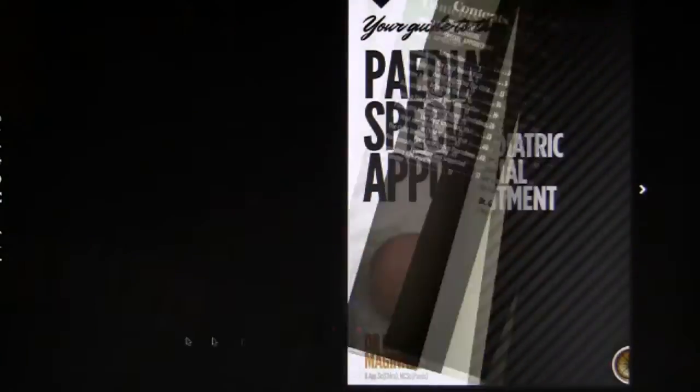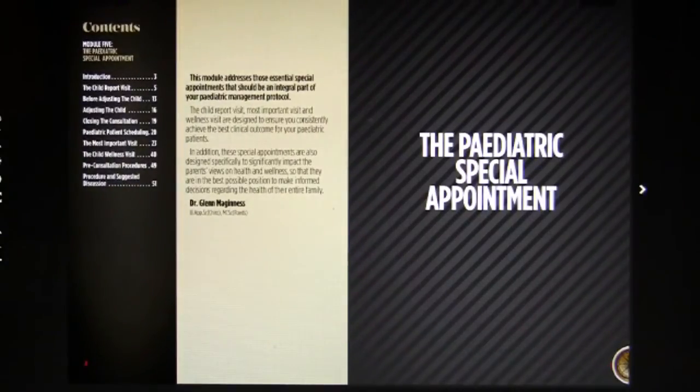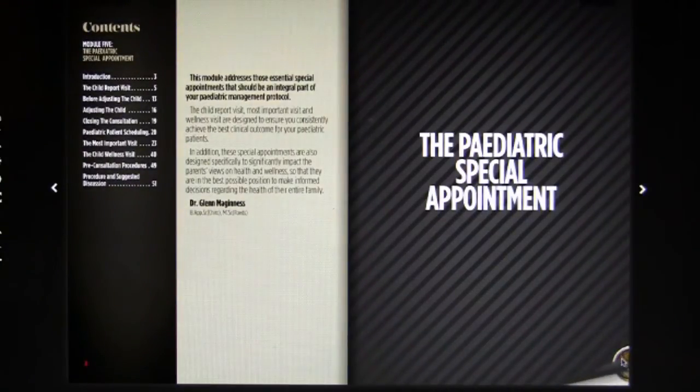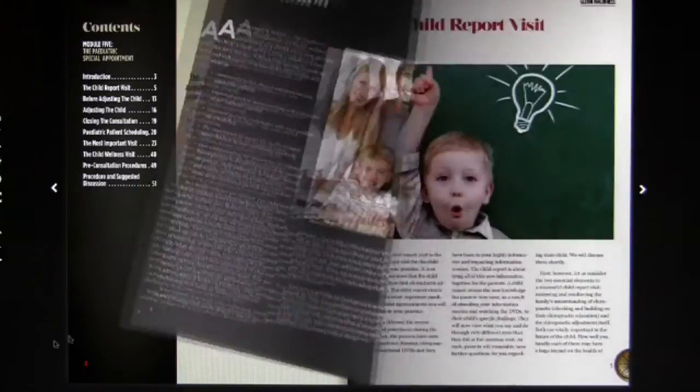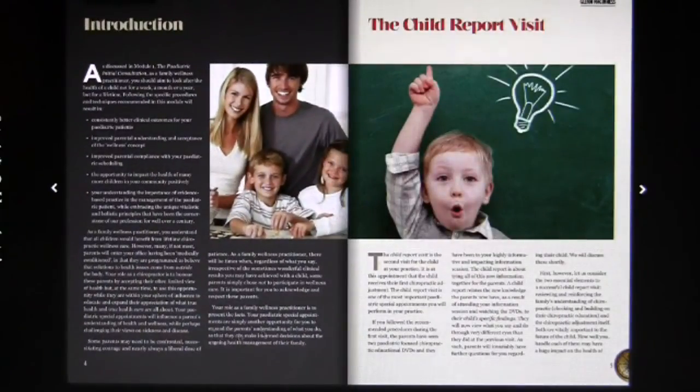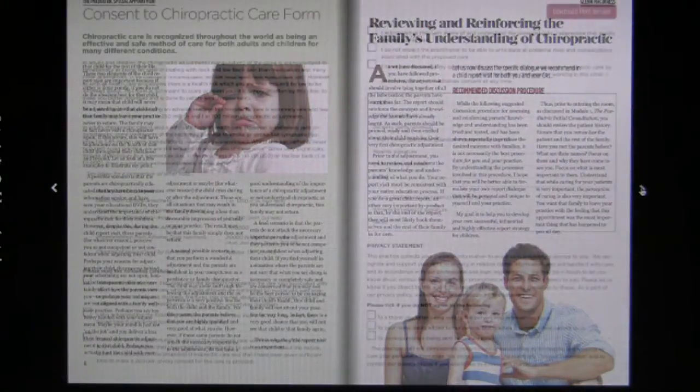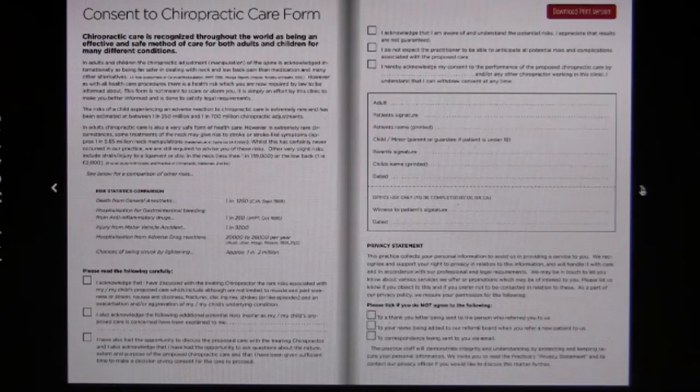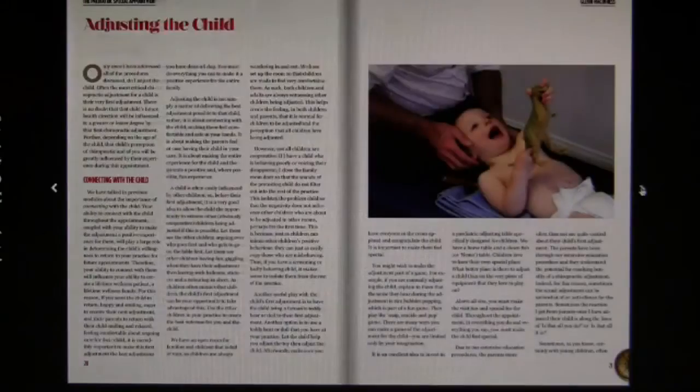The final module in this course, Module 5, the Paediatric Special Appointment, is again presented as an ebook, and it addresses those essential special appointments that should be an integral part of your paediatric management protocol. The child report visit, the most important visit, and the child wellness visit are designed to ensure you consistently achieve the best clinical outcome for your paediatric patients.